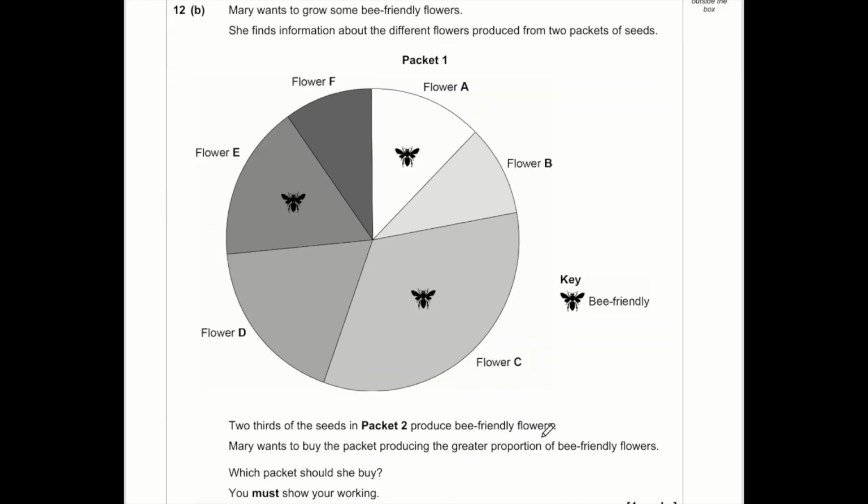Okay, so for this part here, packet 2 is 2/3. Now what I need to do for packet 1 is measure these angles. If you measure this angle, obviously you need to use a protractor, that should be approximately 120. This angle here should be approximately 60, and this angle here should be approximately 45. If you're within a couple of degrees, it will still be acceptable.